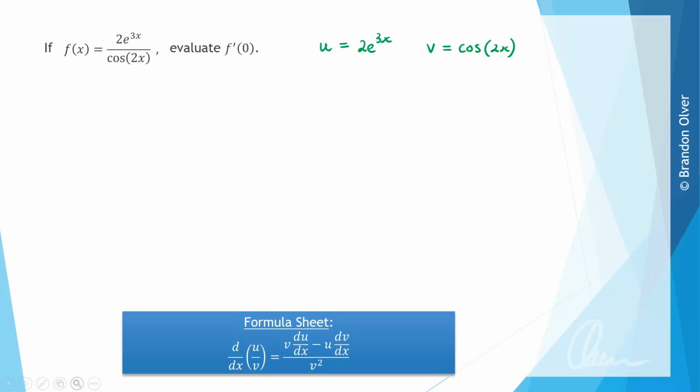Next, we also need du dx and dv dx. So du dx is the derivative of 2e to the power of 3x, so it's going to equal, and we take the 3, the coefficient of x, and multiply it out the front, so it becomes 6e to the power of 3x. And then dv dx, if you look on your formula sheet, you'd find that when we differentiate cos, we actually get negative sine, and it's still of 2x.